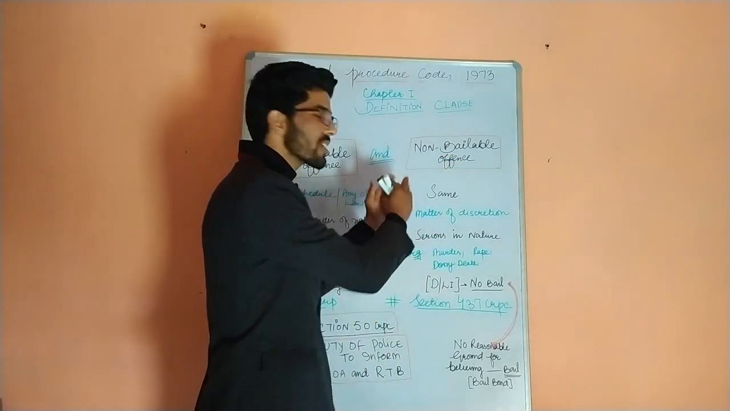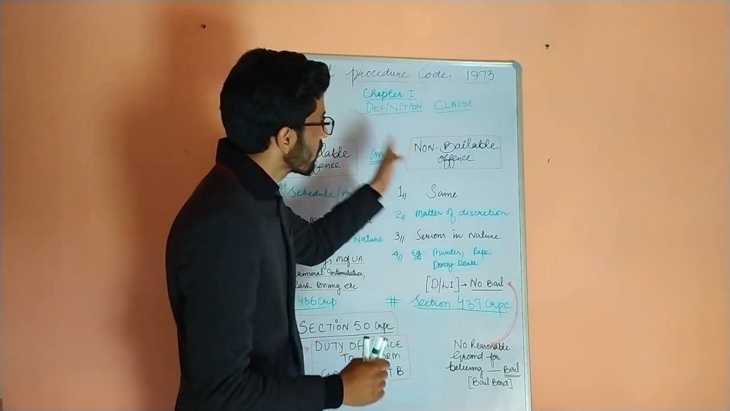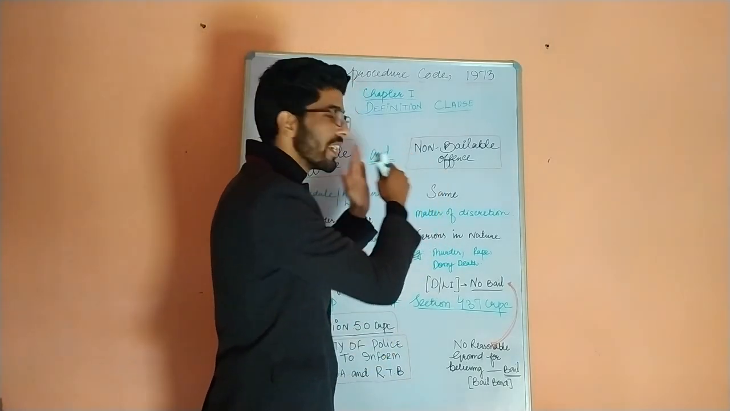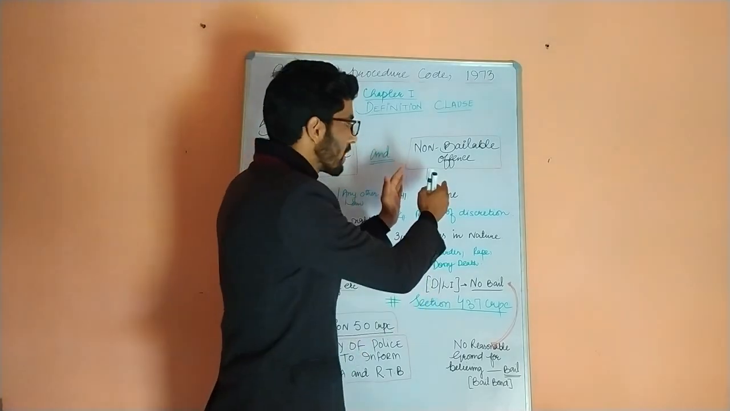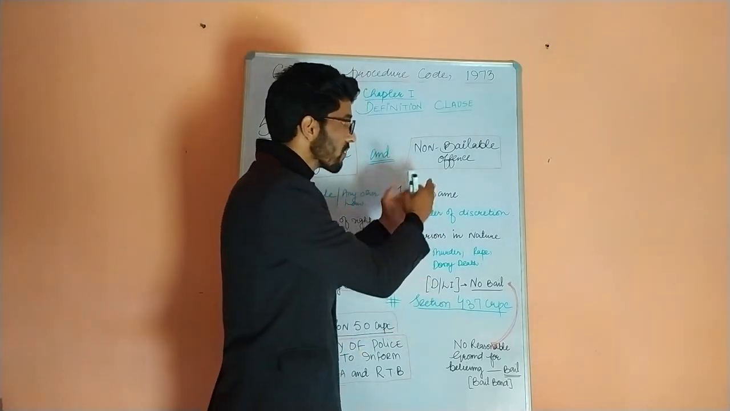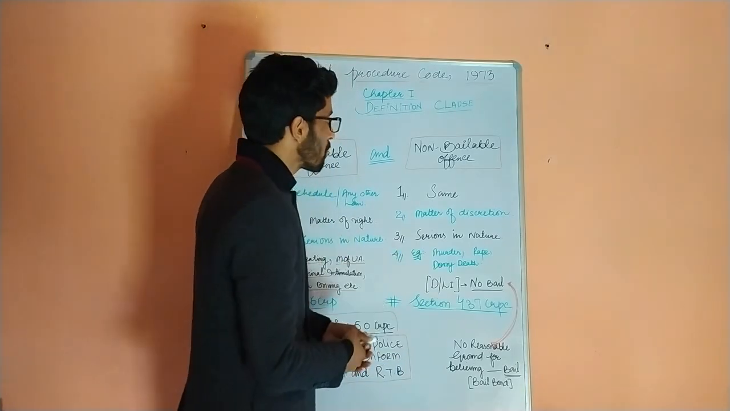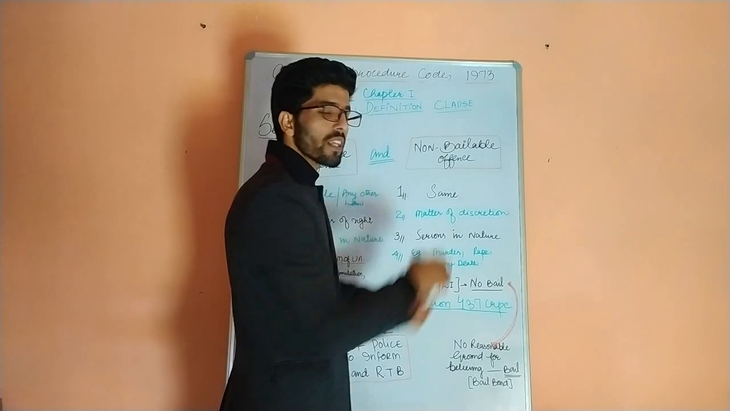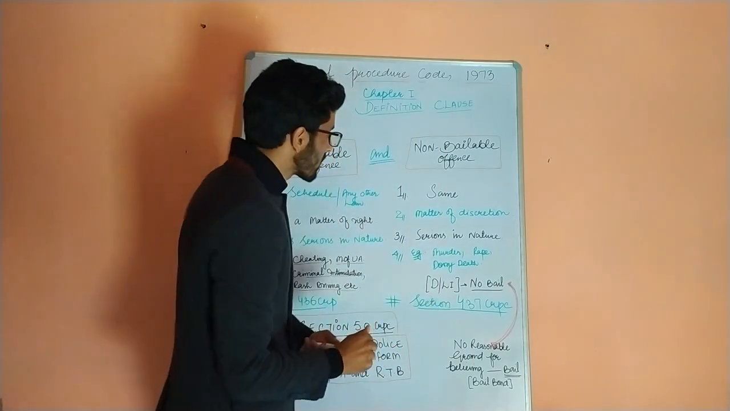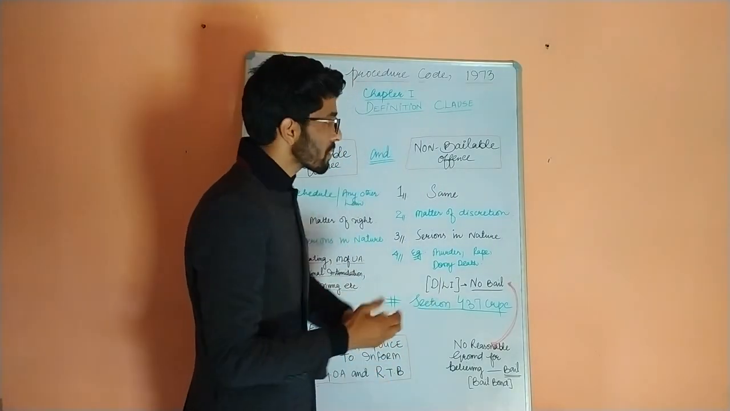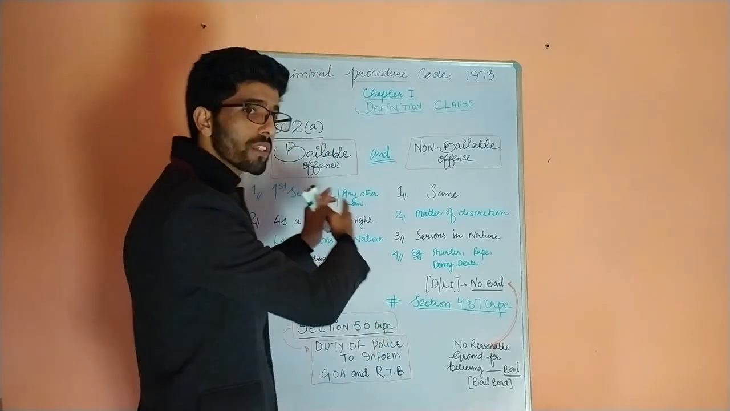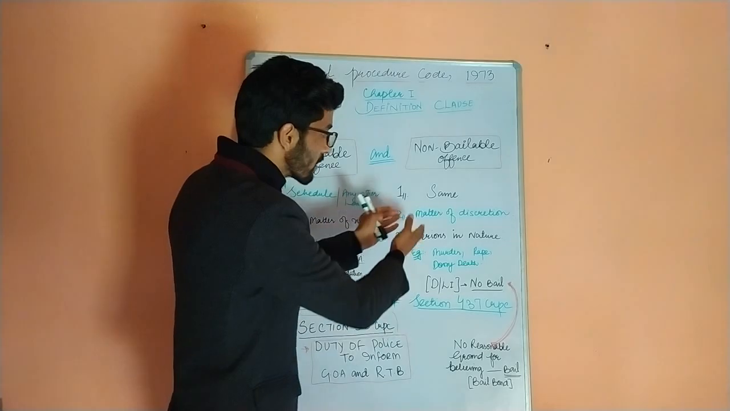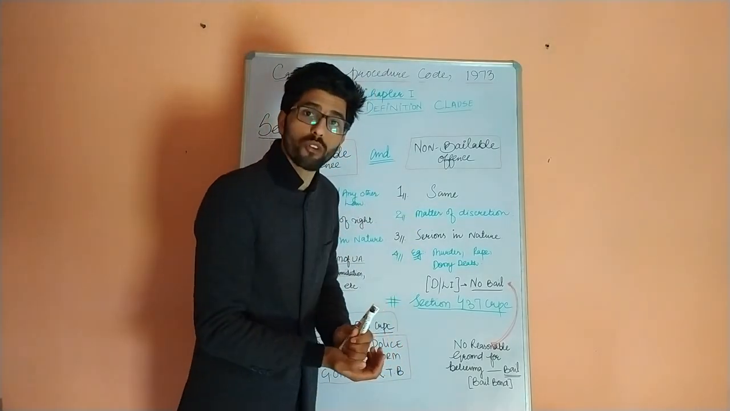But here the discretion lies with the judge, wholly and solely. The judge is empowered: the court can grant you bail, or the court has the power to refuse to grant you bail. Fine, because discretion lies in non-bailable offenses. Since I said bailable offenses are of a less serious nature, here they are grave and serious in nature.